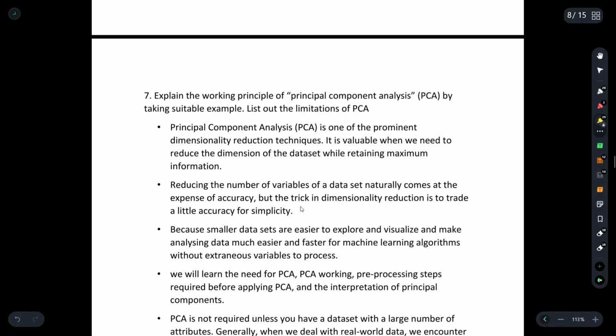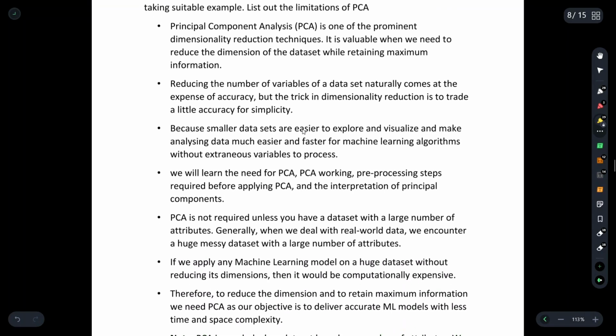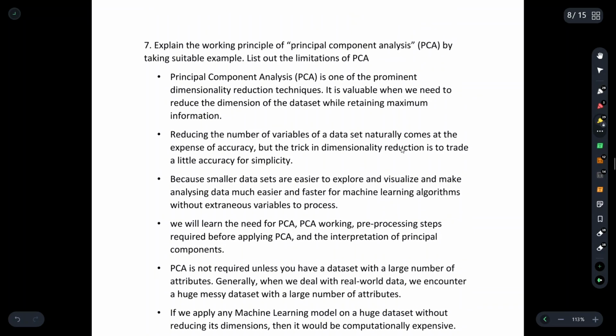Dimensionality reduction can be done if the values are repeated, or if unnecessary values are there, we can just remove those things. That is nothing but gaining accuracy, because smaller data sets are easier to explore and visualize, but analyzing data with larger data sets is a bit difficult. So it is easier and faster for machine learning algorithms if we use PCA.